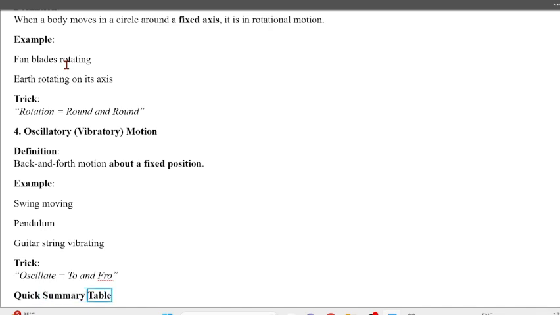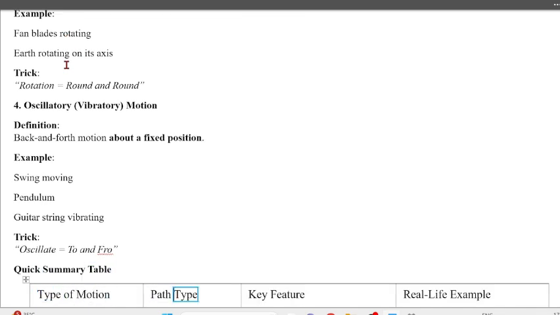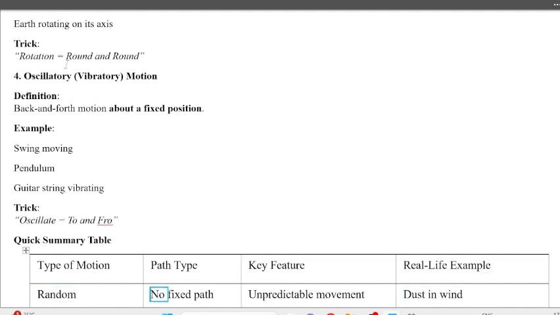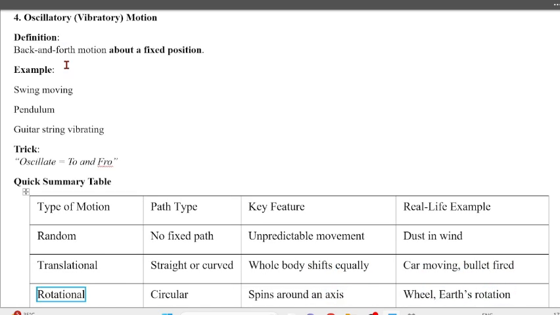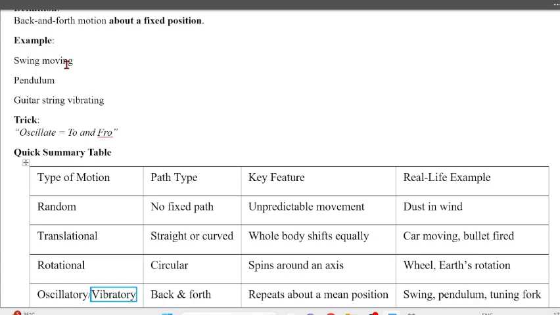Quick summary table: type of motion, path type, key feature. Real life example: random, no fixed path, unpredictable movement, dust in wind. Translational: straight or curved, whole body shifts equally, car moving, bullet fired. Rotational: circular, spins around an axis, wheel, Earth's rotation. Oscillatory vibratory: back and forth, repeats about a mean position.